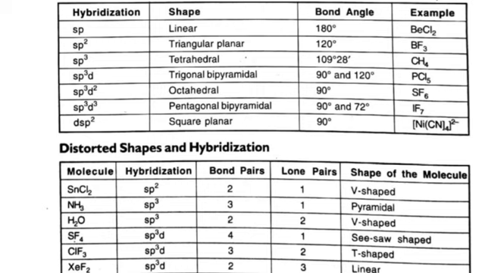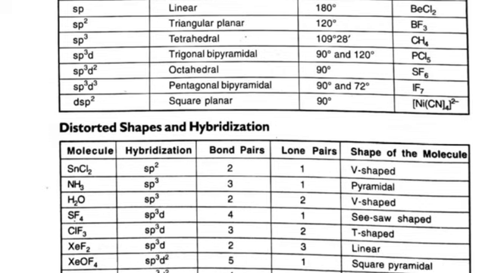If I talk about octahedral, sp3d2 is octahedral, 90 degree angle, sulfur hexafluoride. sp3d3 is pentagonal bipyramidal, 90 degrees and 72 degrees bond angle, iodine heptafluoride. And dsp2 is square planar, 90 degree bond angle, that is the tetranickelate(II) ion. So these were the regular shapes of hybridizations.